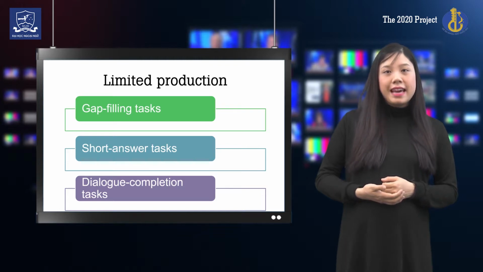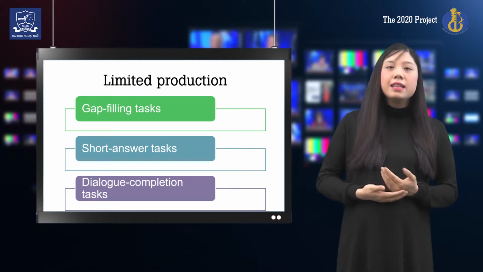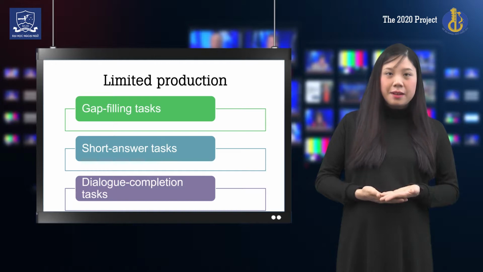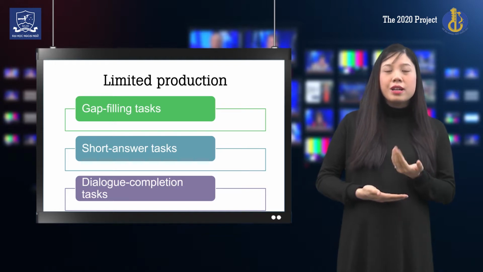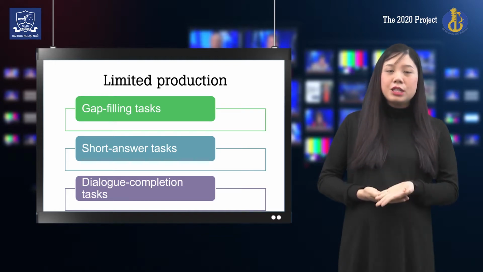Limited responses can also be scored holistically or analytically. Among the most common limited production tasks are gap fill, short answer, and dialogue completion tasks.